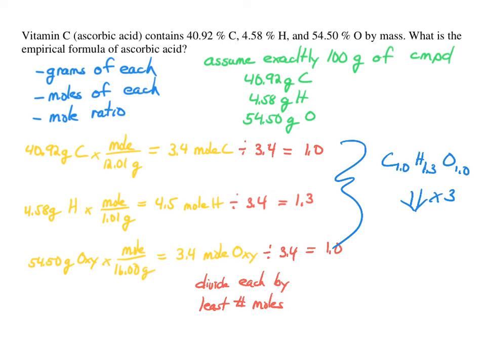To get to a whole number ratio, we multiply each of these subscripts by 3. So we get C3H4O3.